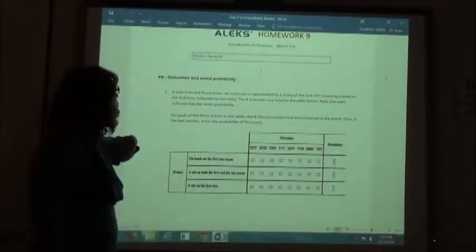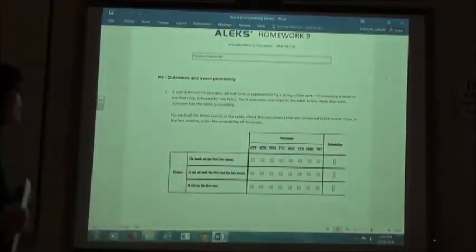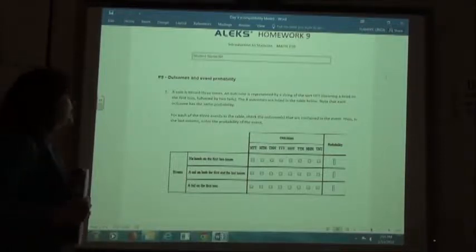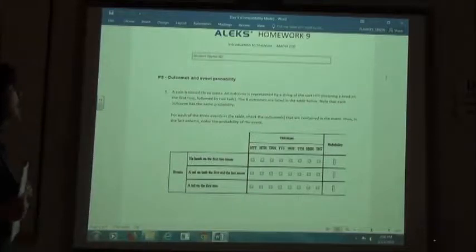So a coin is tossed 3 times. An outcome is represented by a string of the sort HTT, which means a head on the first toss followed by 2 tails. The 8 outcomes are listed in the table below. Note that each outcome has the same probability.